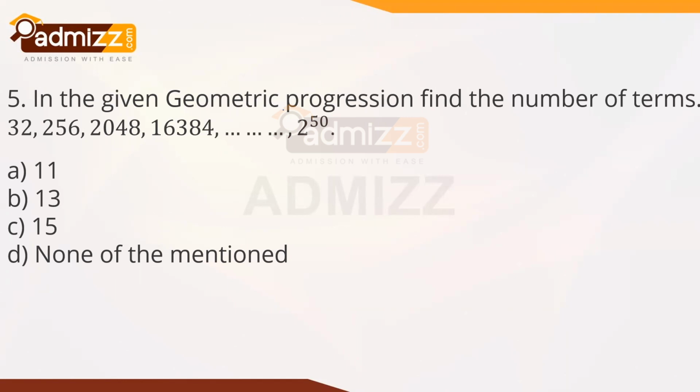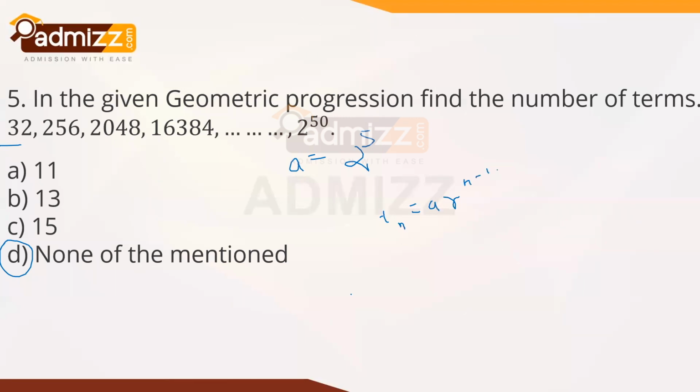All right, so let's quickly walk over this. The correct answer in this one is exactly as Samya says. It's option number D, which is none of the mentioned, right? The first term is 32, which can be written as 2 to the power 5, right? That's the first term. And we have to find the total number of terms in this particular progression, right? So the formula for the nth term is Tn equals a r to the power n minus 1, right?